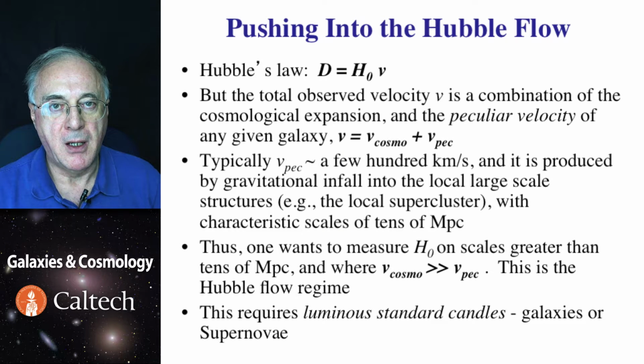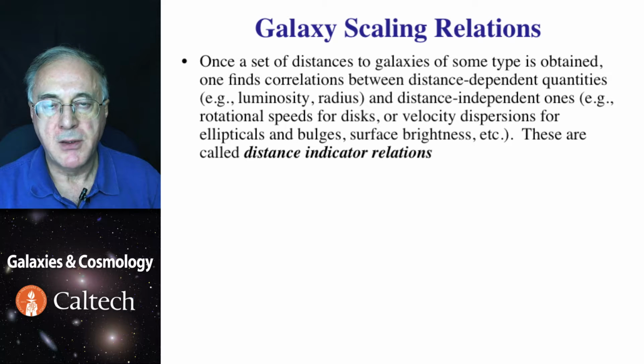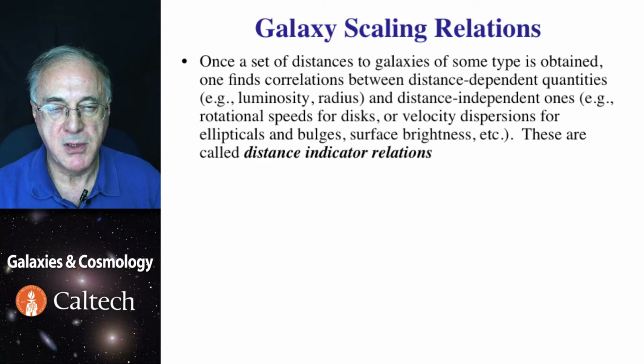Galaxies and supernovae are such luminous objects, and both have been used to push measurement of the Hubble constant all the way out to the Hubble flow. This is where galaxy scaling relations come in. Remember, we explained how it works at the beginning of this clip, and if we can find a quantity for galaxies that correlates with another one, the first one being distance dependent, such as luminosity, the other one being distance independent, then we can actually do the same trick as we did with Cepheids.